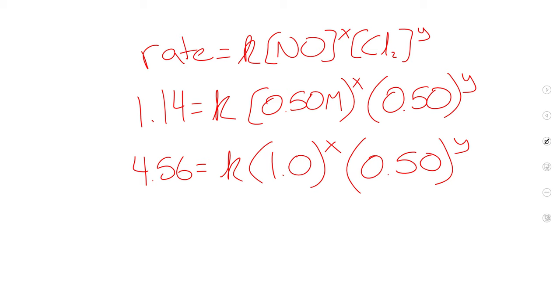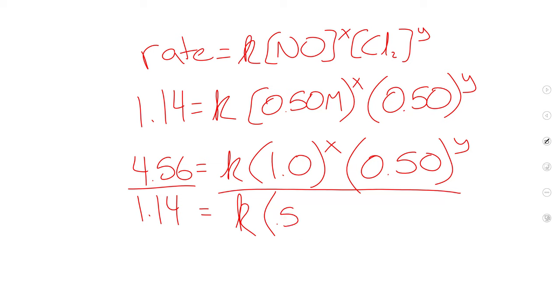If we just take the bottom one, I guess I wrote them in the wrong order, we take the bottom reaction and divide it by the top reaction. We're going to get K, 0.5 to the X, 0.5 to the Y. If we have two equations that are equal, we could add both of them together, or multiply both of them. We know that these two sides are equal, so anything we do to one side, we have to do to the other. If we do this division, a bunch of stuff cancels out, right? What cancels out?